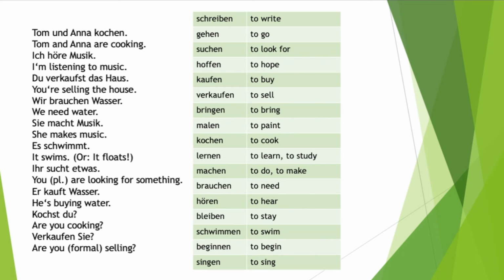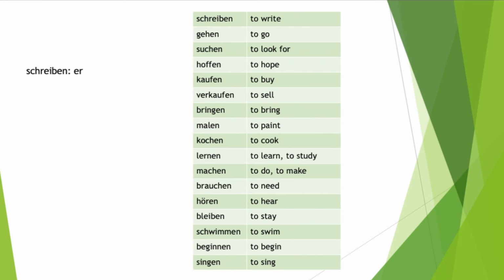Are you selling? And this is a formal way of saying you. Pay attention to how the Z is capitalized. That's how you know the Z is not they. Next exercise, I'll give you a verb in the infinitive and a personal pronoun, just like that. And I want you to make a correct sentence in German.